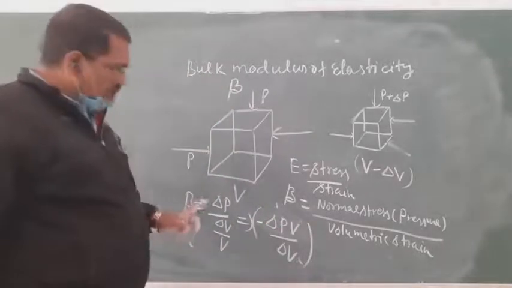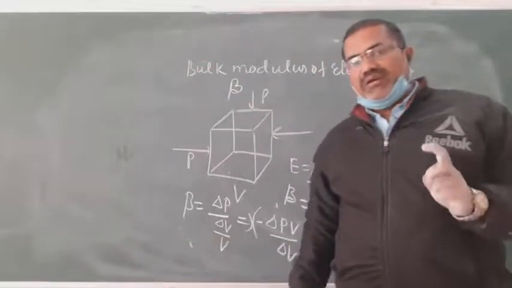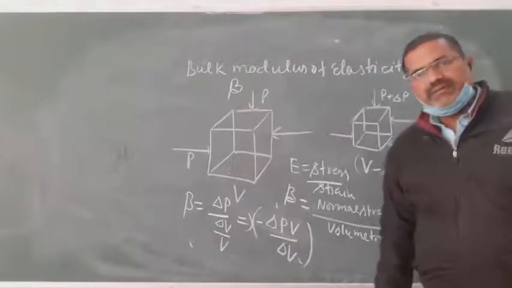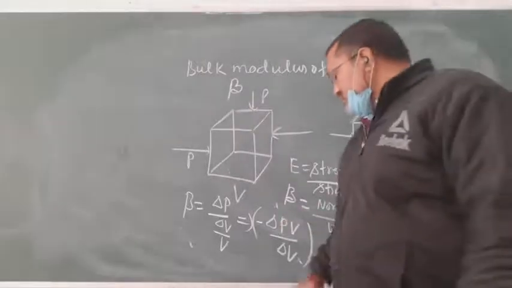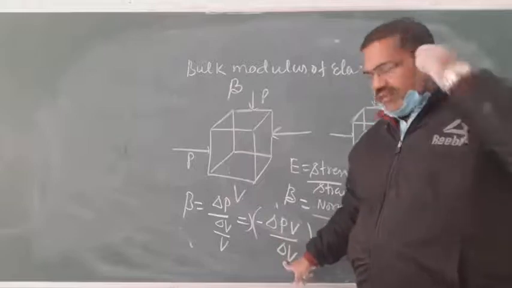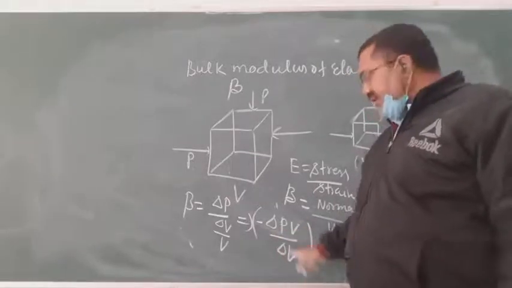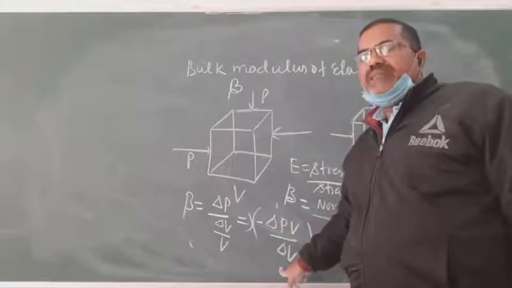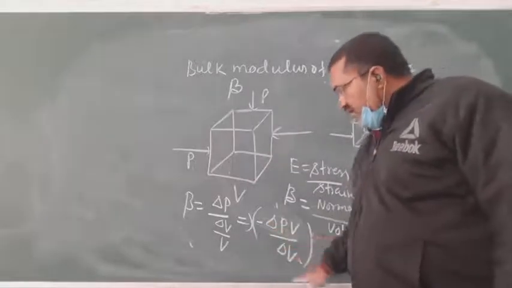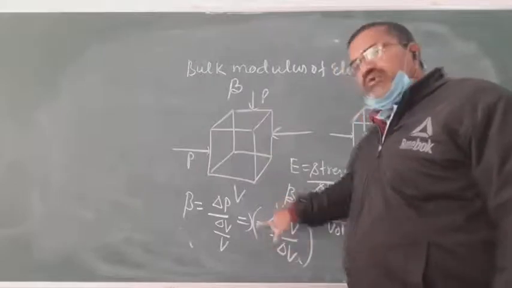The reason behind this is that beta is the coefficient of elasticity, which cannot be negative, it is always positive. So if delta P is positive, then delta V will be negative, because as pressure increases, volume decreases, and if delta P is negative, then delta V is positive. So overall, the physical quantity is positive.